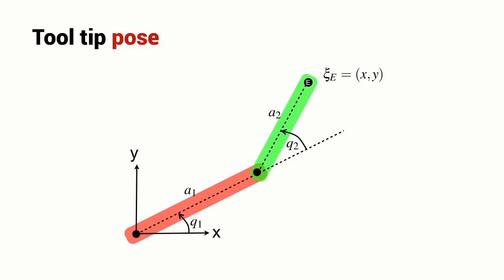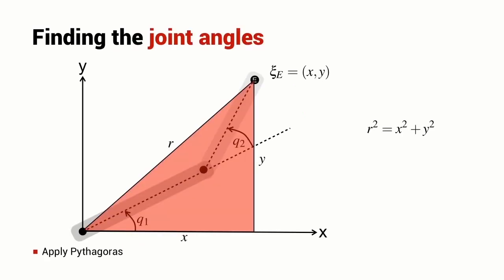The solution that we're going to follow in this particular section is a geometric one. We're going to start with a simple piece of construction. We're going to overlay the red triangle on top of our robot. And we know that the endpoint coordinate is x, y, so the vertical height of the triangle is y, the horizontal width is x, and using Pythagoras' theorem we can write r squared equals x squared plus y squared.